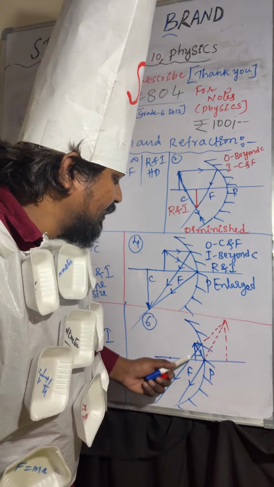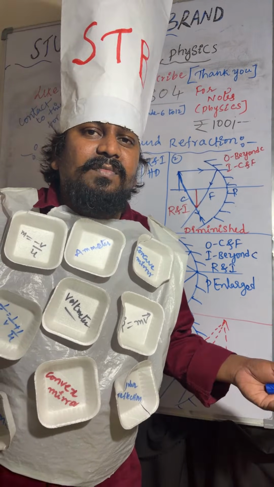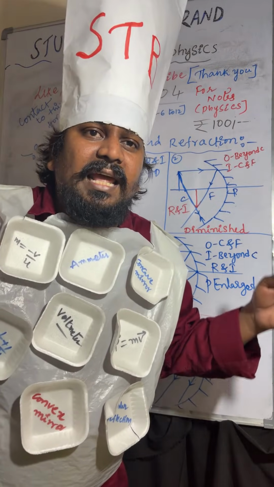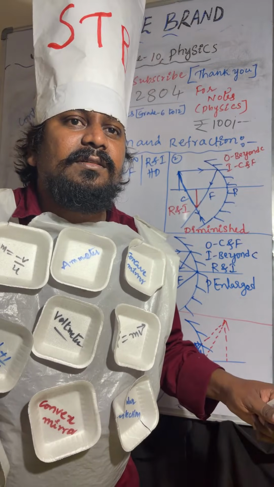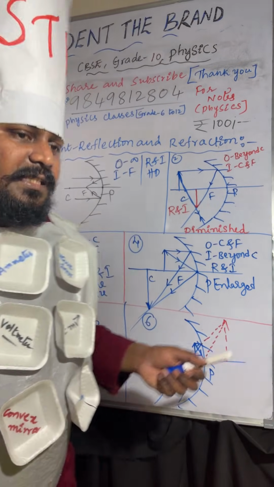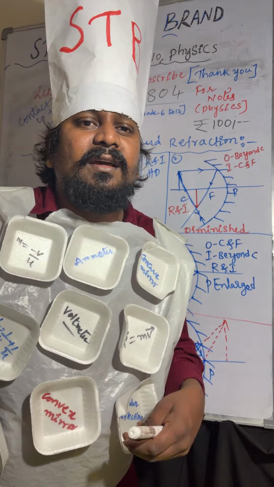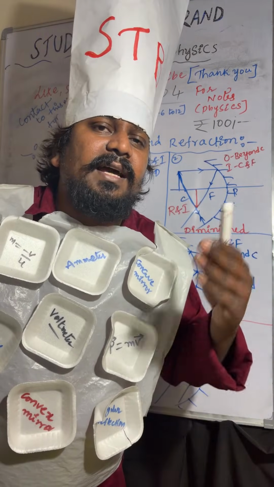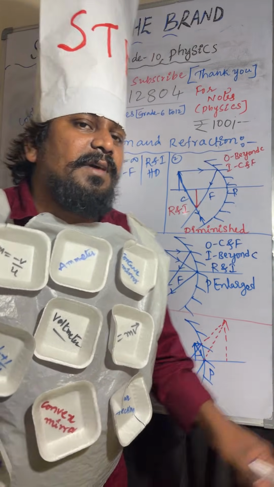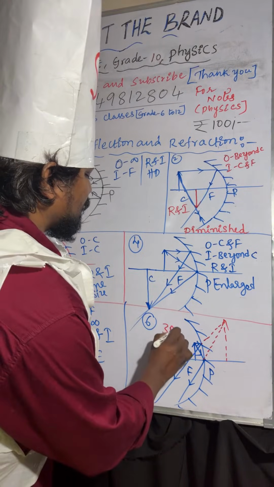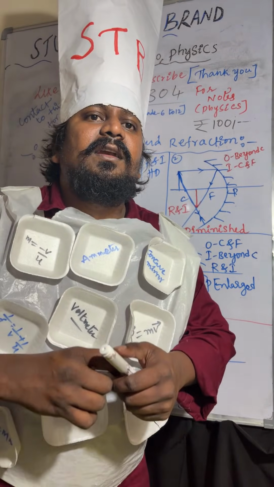Object is placed between F and P. Image will form behind the mirror. Nature of the image is virtual, erect and enlarged. Virtual, erect and enlarged. Okay. So object is placed between F and P, image will form behind the mirror. Nature of the image is virtual, erect and enlarged. So very important. 3 marks question. Very important.